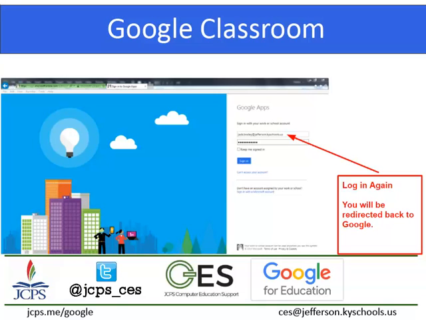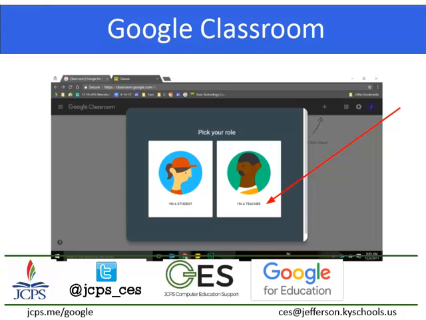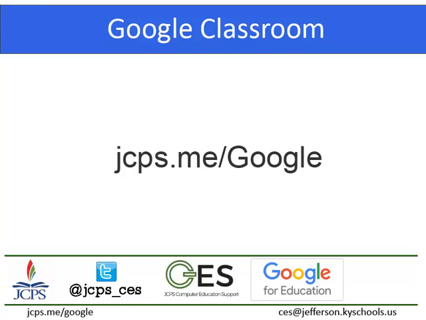If you have never visited Classroom, you may have to press continue and then you will be taken to a screen that asks if you are a student or a teacher. Teachers must select teacher and students must select student. If one accidentally chooses the wrong option, a ticket must be put in at jcps.me/Google for one of the Google administrators to change it.